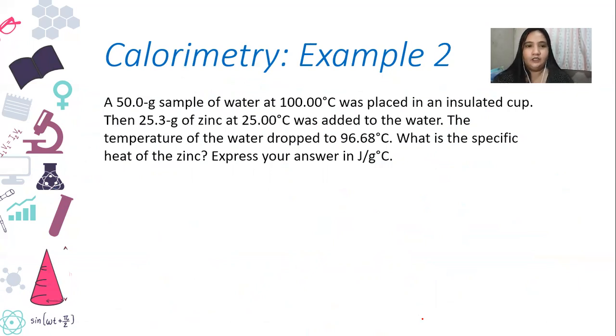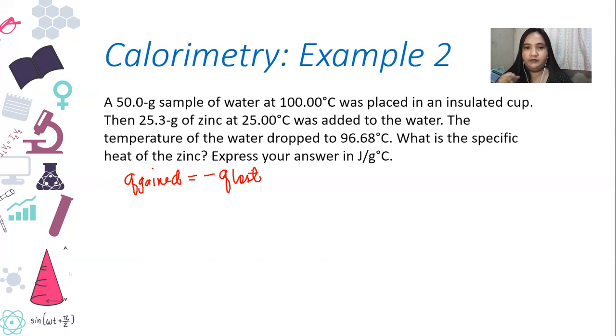Okay, so again, our basic formula: Q gain is equal to negative Q lost. Because sometimes if you really can't identify which is which, the tendency will be that you put the one with the negative sign on the wrong side. So that would make your answer erroneous. So you really have to understand which gains and which loses.